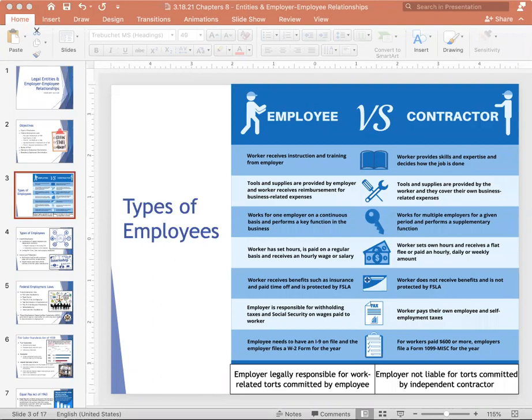So please note the differences in this table, and also be aware that as a sport manager, you must treat different types of employees based upon their classification because it has liability implications.